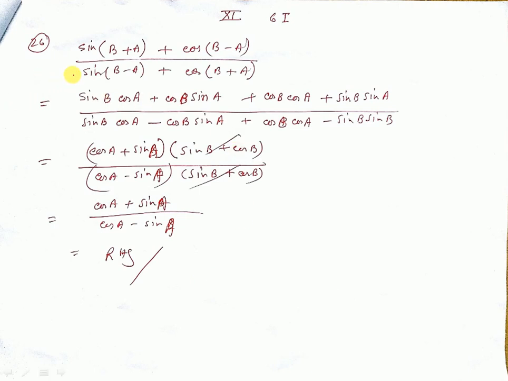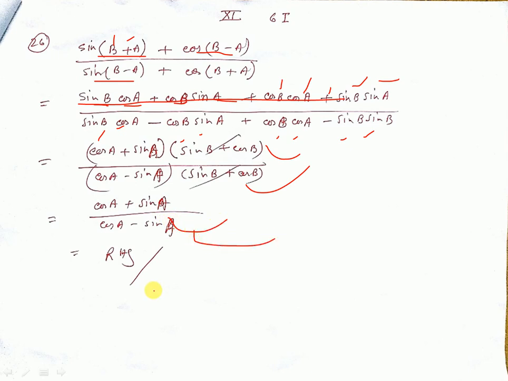Now this one you do, sin A plus B formula sin A cos B plus cos A sin B. Here A is this, B is this. Similarly cos A minus B formula cos A cos B plus sin A sin B. Sin A minus B formula sin A cos B minus cos A sin B. Cos A plus B formula cos A cos B minus sin A sin B. Now you factorize these two factors, and this one also factorize, this one will cancel. So this is left and that is equal to right hand side. It is proved.